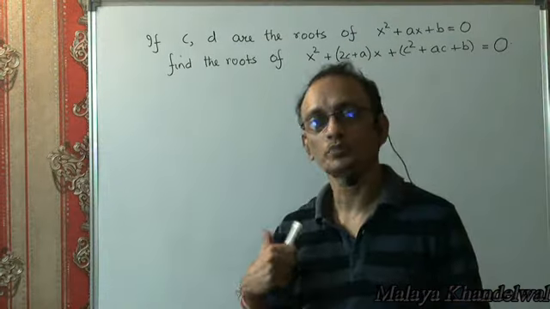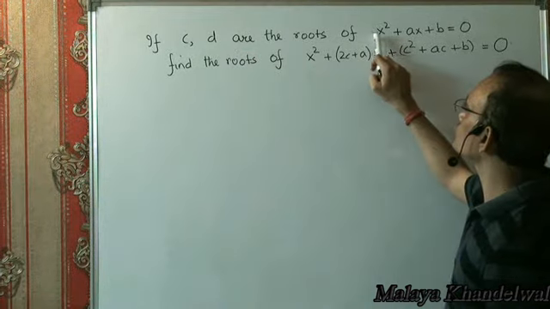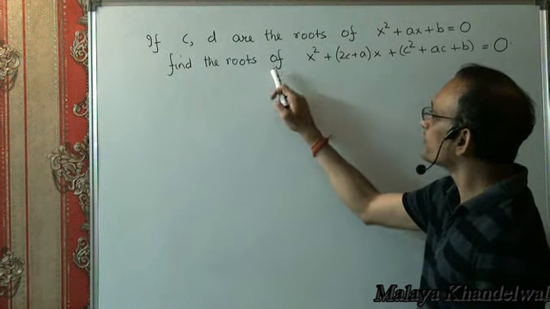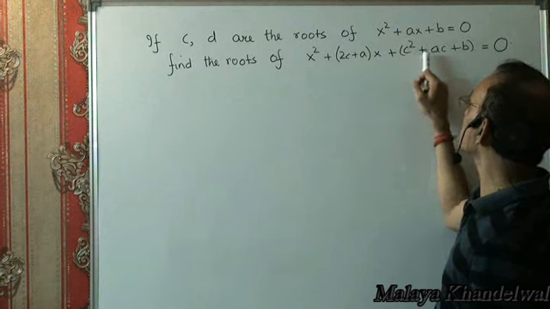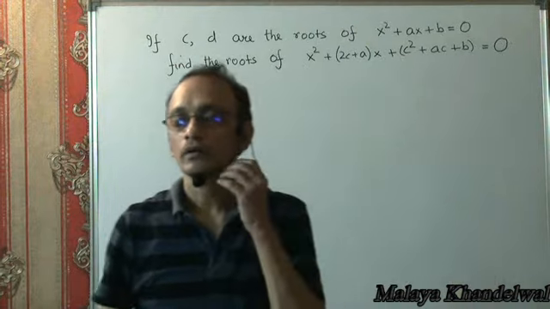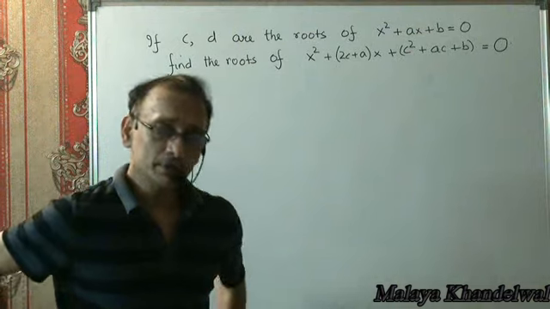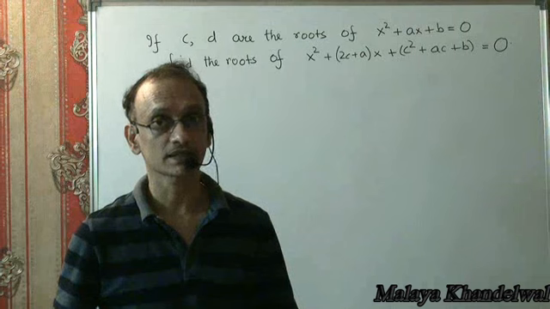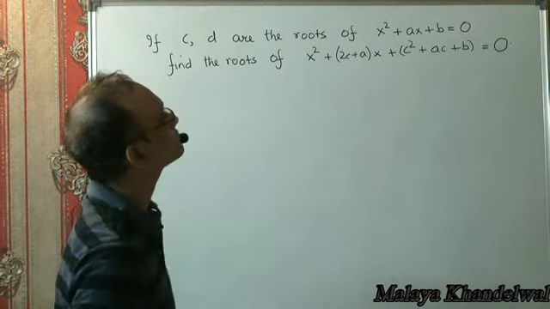So, a problem on quadratics. c and d are the roots of x square plus ax plus b equal to 0. We want to be able to find the roots of x square plus 2c plus a into x plus c square plus ac plus b equal to 0. Now, this problem is more about a little bit of an observation than anything else, right? What's the observation that can come in handy here?